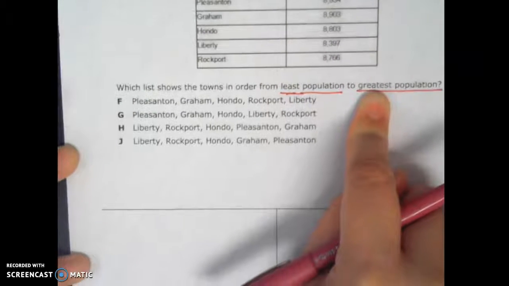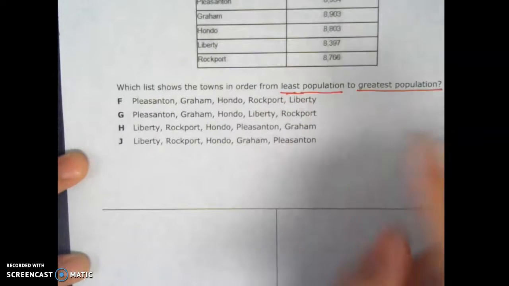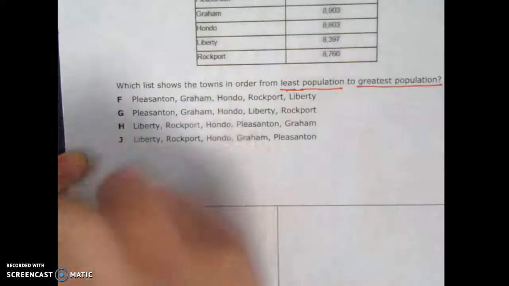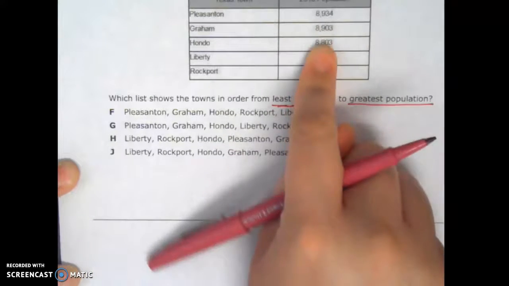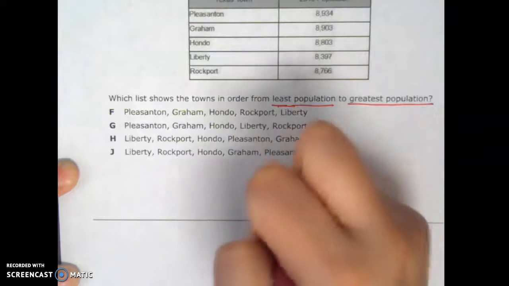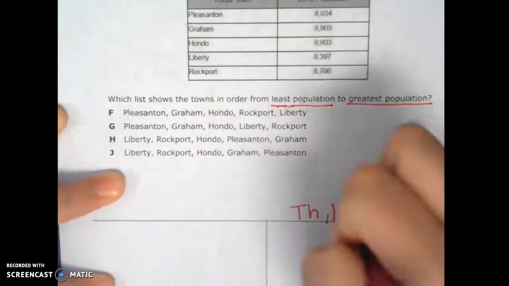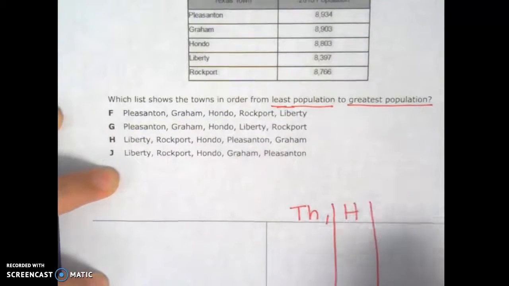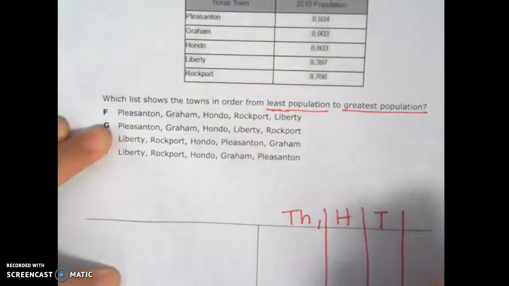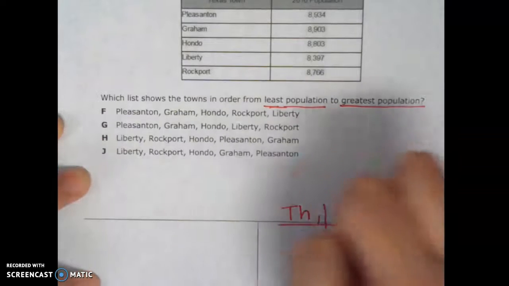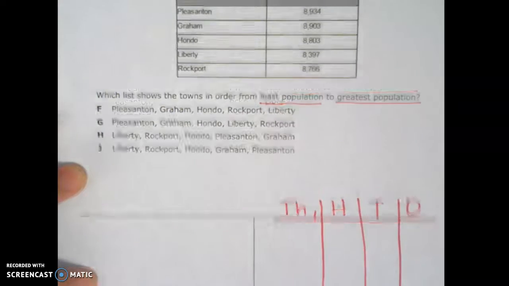So let's make our place value chart. I only have up to my thousands, so I'm just going to make up to my thousands. Thousands, hundreds, tens, ones. Let's plug our numbers in.